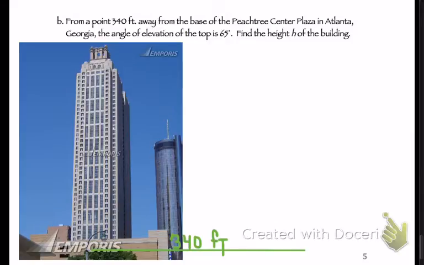Okay, so I drew that. It says the angle of elevation of the top is 65 degrees. So to the top, notice it formed a right triangle. That angle is 65 degrees. Find the height of the building. There it is. So, how do I do this?